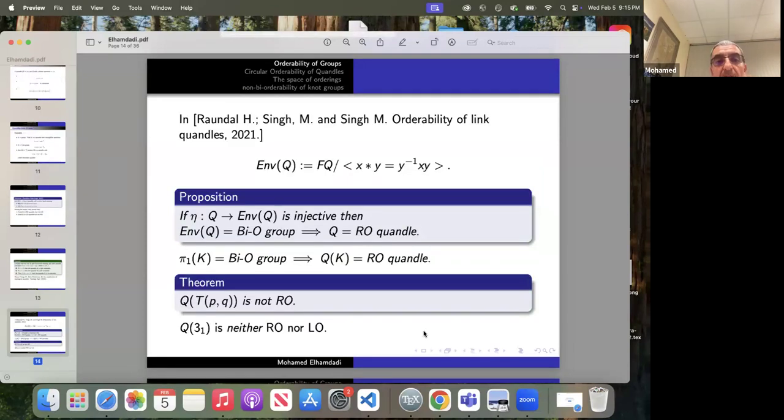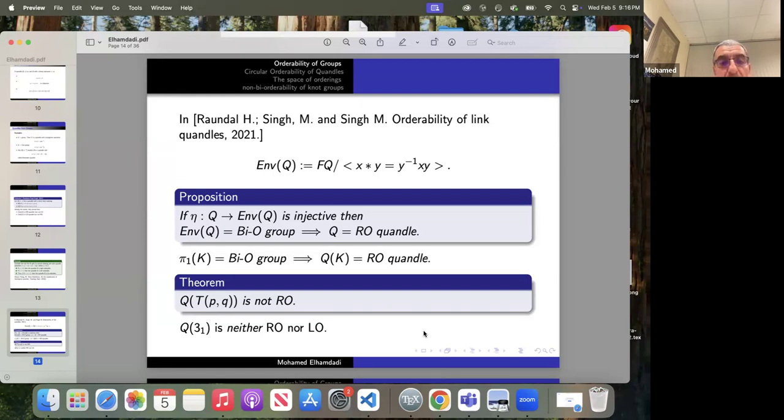In an article by Rondal, Mahinder Singh and Manpreet Singh, titled Orderability of Link Quandles, in 2021, they proved the following. First, let's define the enveloping group of the quandle Q. It's just the free group on Q, modulo the relation x star y equals y inverse x y. Clearly, you have a map from Q to the enveloping group of Q. They proved that if this map is injective and the enveloping group is bi-orderable, then the quandle is right orderable.